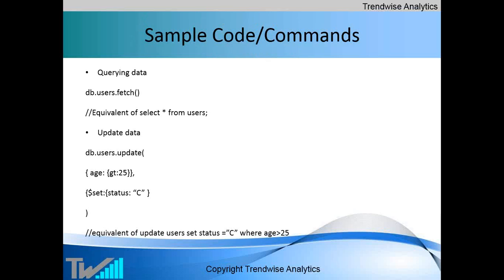There are other commands or APIs, which are basically to query the data. So for example, fetch will fetch all the records. This is the equivalent of select star in traditional databases. And then of course you have update if you want to update a particular record. You give the update with the particular record that you want to update and the values with which you want to update. So this is sample code for updation.